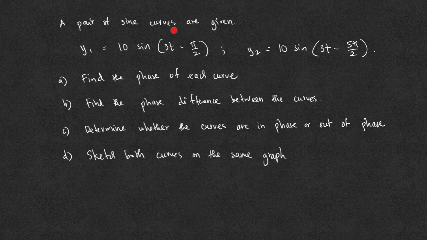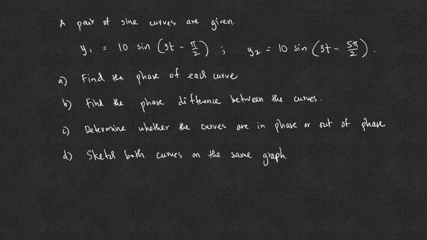A pair of sine curves are given. y1 equals 10 sine of 3t minus pi over 2, y2 equals 10 sine of 3t minus 5 pi over 2. Find the phase of each curve. Find the phase difference between the curves. Determine whether the curves are in phase or out of phase, and sketch both curves on the same graph.